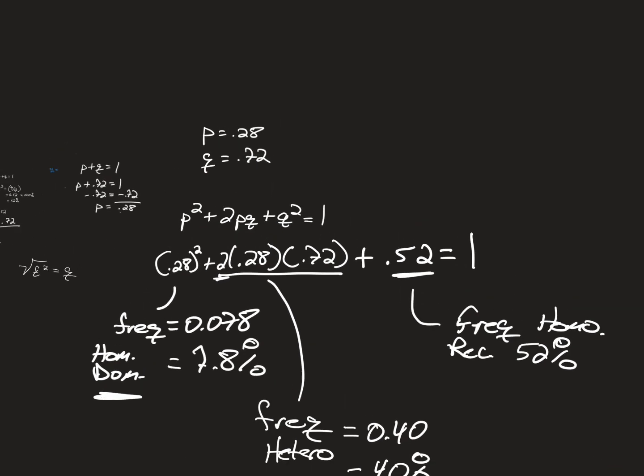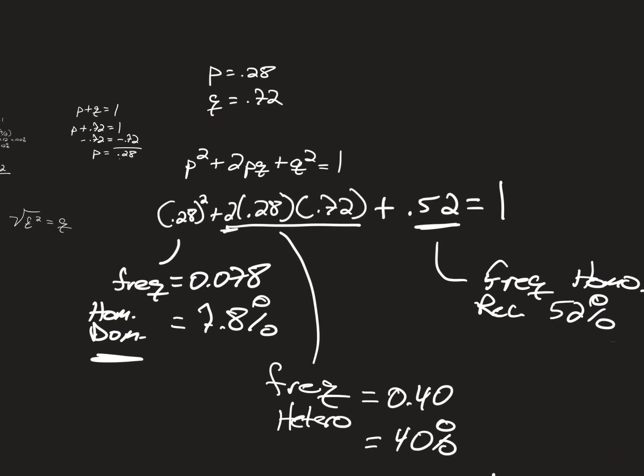All right? So, according to Weinberg, these are numbers that are true, should be happening if there's no evolution going on.